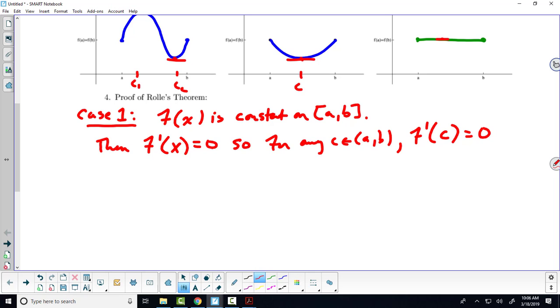If it's not constant, then at some point it either has to rise or it has to fall. You can either be constant, meaning not changing, or at some point you have to increase, or at some point you have to decrease. Now you might increase and then decrease, or decrease then increase, but you have to at some point do one of the two.